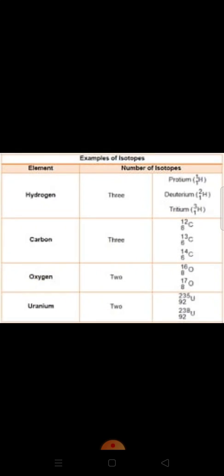Now here we have some more examples, like isotopes of carbon. We have three isotopes of carbon that differ in the mass number, because the mass numbers are 12, then 13 and 14. But all three isotopes have same atomic number, that is 6. Likewise we have isotopes of oxygen and uranium, etc.